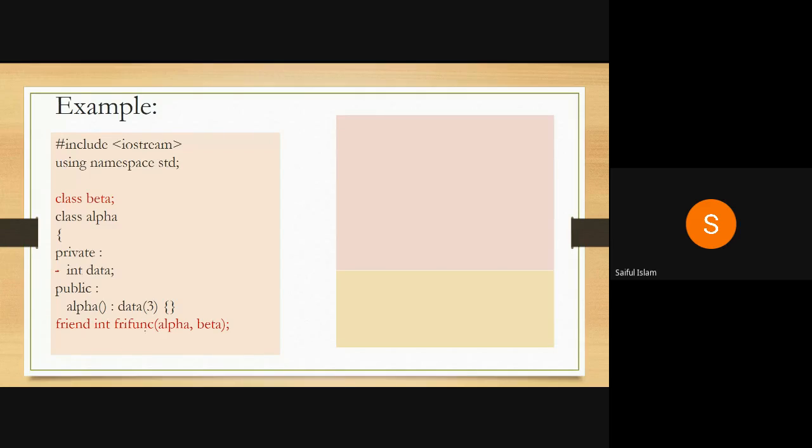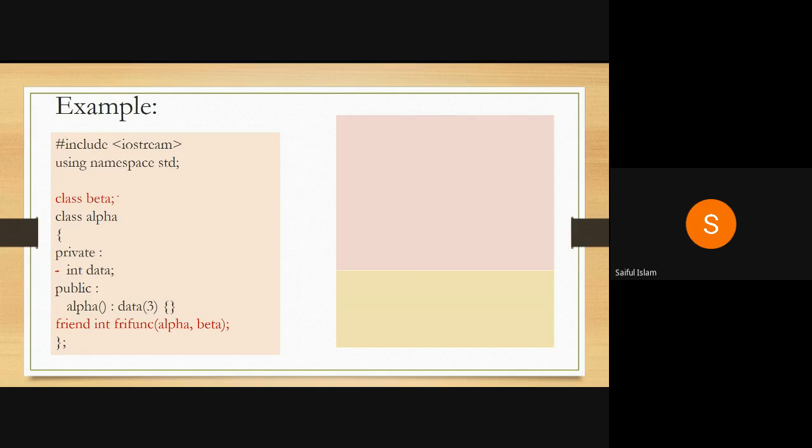Look at this one. What we are doing is passing two arguments. The first argument is of type alpha, the second argument is of type beta. So I'm passing alpha and beta, and this is the end of the class.